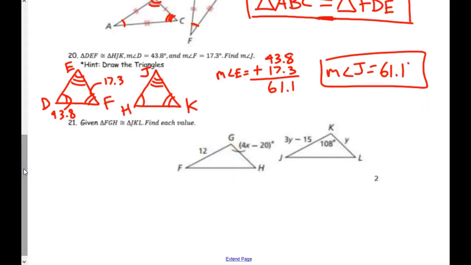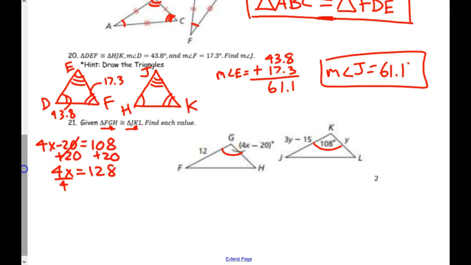21. Given these are congruent, find each value. Alright, so you see how G is the middle letter right here. K is the middle letter right here. So this equals this. Alright, so I can set those equal. For 4x minus 20 equals 108. Let's solve this. Get rid of the loner. Plus 20. And then to get rid of the 4, we divide. X equals 32.